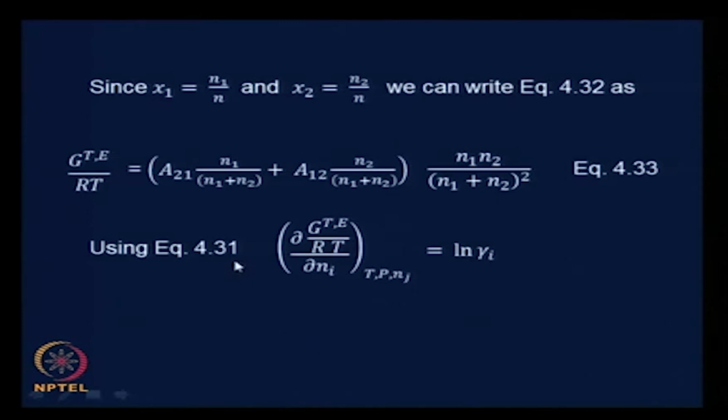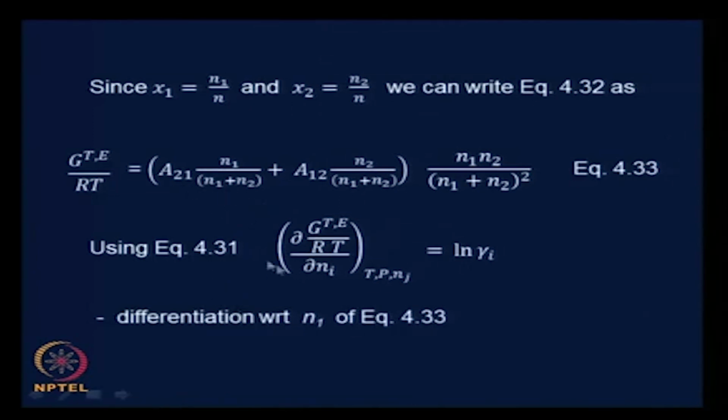And now, using equation 431 that we wrote down earlier, which is dou Ni of GE by RT at constant T, P and all other Ni's remaining constant, that equals ln of gamma i. Using this expression, I would like you to come up with an expression for gamma 1 and gamma 2 for this particular system. Let me start you out a little bit. The steps are very straightforward.